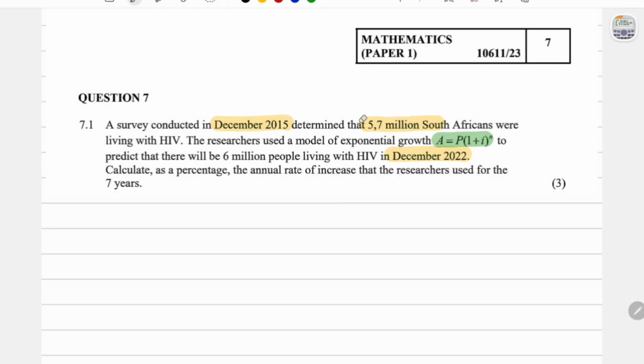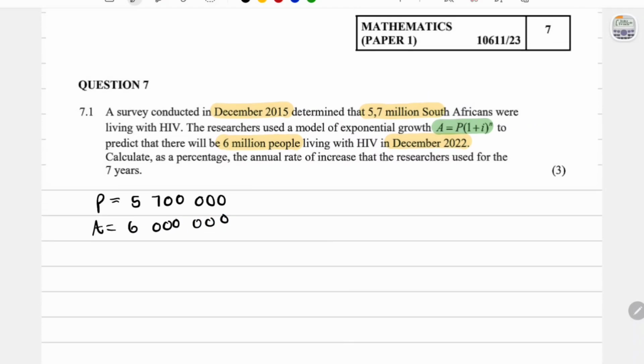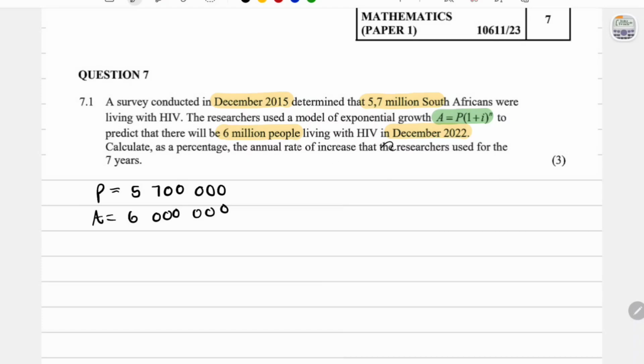So we know that we started here, meaning that's going to be our principal amount. That is the 5.7 million, which is 5,700,000. And then the A value, they already gave us that. They told us that they predicted that there's going to be 6 million people, okay, at the end of December 2022. So that is the A value. That's how much we end off with, 6 million. And then they also tell us the years, the annual rate of increase that the researchers used for the 7 years. So n is equal to 7.